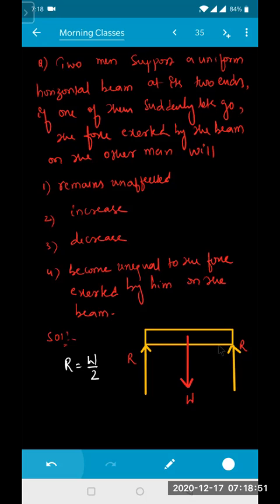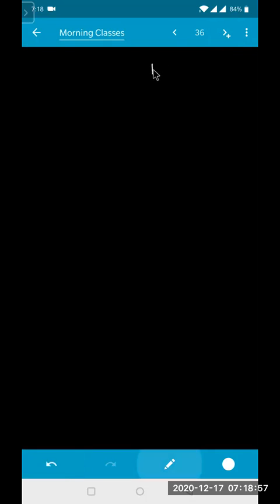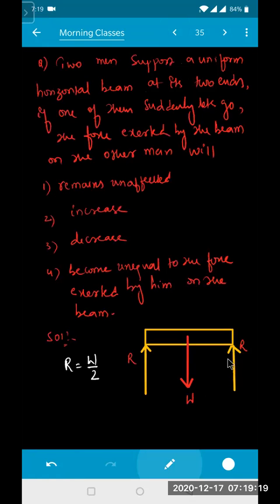So when a support is removed, what happens? When support is removed from this rod, I'm drawing it roughly here. Suppose one end support is removed, then what happens? The weight of the body will be acting in the downward direction and this will start rotating. If it suddenly comes like this, it falls down, and the reaction changes. That unknown reaction I am taking as R dash.